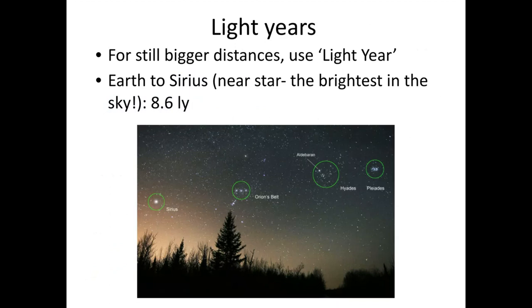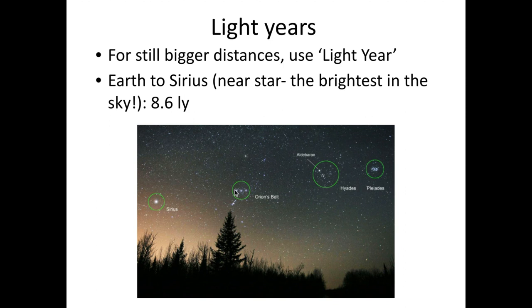So if you look at the sky at night, you will see a really, really bright star. Here it is, look, Sirius. It is 8.6 light years away from us. Okay, now I'm going to go into what light years means.